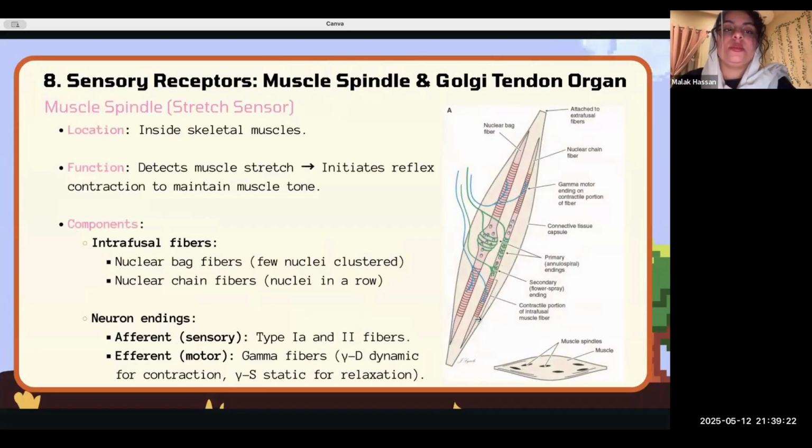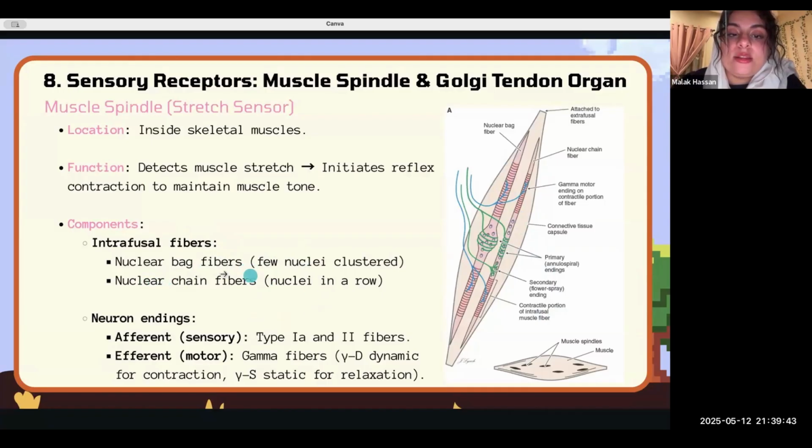Now let's talk about muscle spindles. These are the stretch receptors, found inside skeletal muscles. They detect muscle stretch and they initiate reflex contraction to maintain muscle tone. Now, what are the components? It has intrafusal fibers and neuron endings. The intrafusal fibers are of two types: nuclear bag fibers and nuclear chain fibers. The nuclear bag fibers have a few nuclei and they're clustered. This is the nuclear bag fiber, and this is the nuclear chain fiber. So these are clustered nuclei, and here the nuclei are in a row.